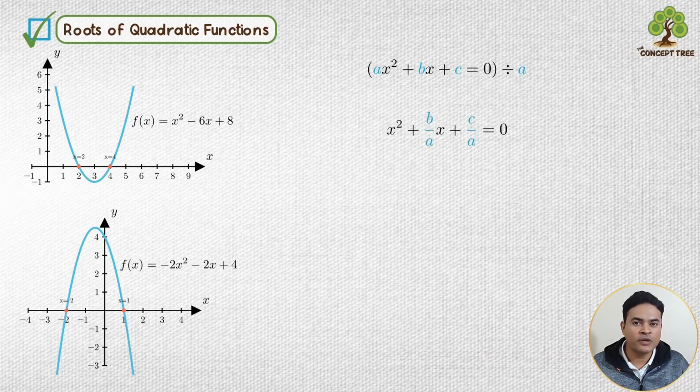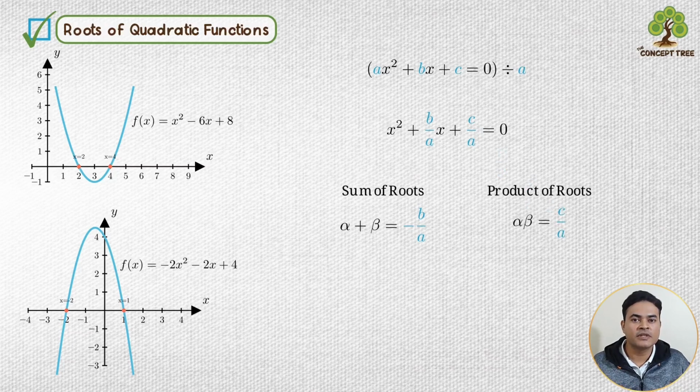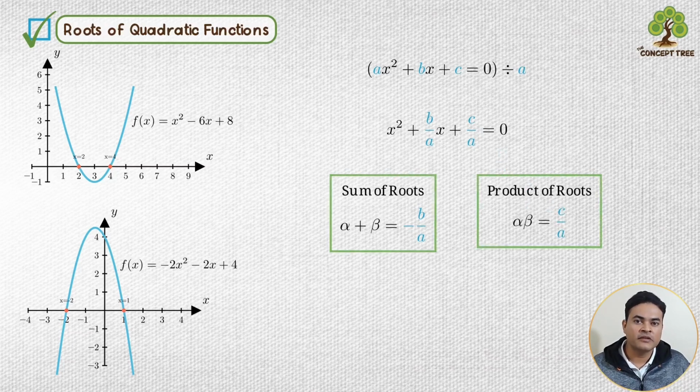So there are two important formulae. The first one is the sum of roots. Sum of roots means alpha plus beta, which is equal to −b/a. The other important formula is the product of roots, which is alpha multiplied by beta, and that is equal to c/a. These two are very important formulae. We will often use them while solving the questions related to quadratic equations.